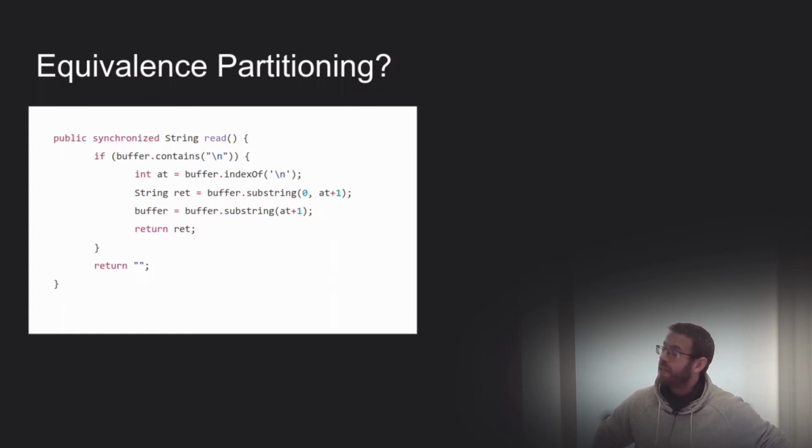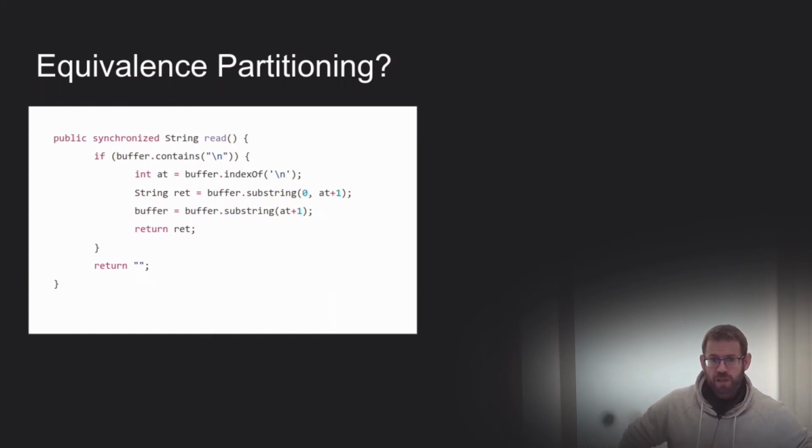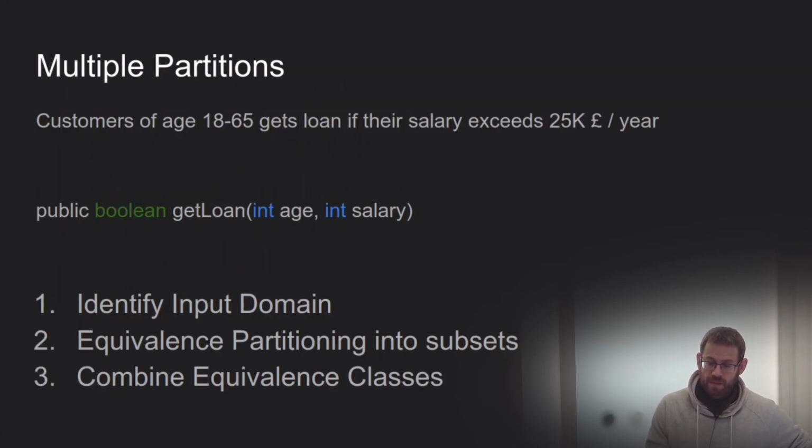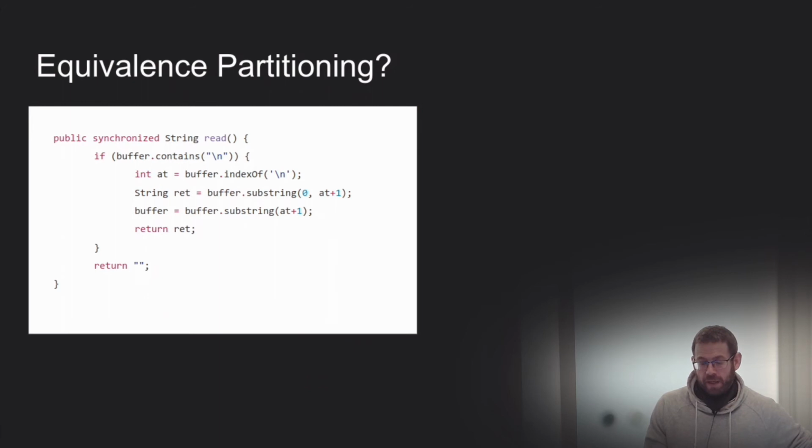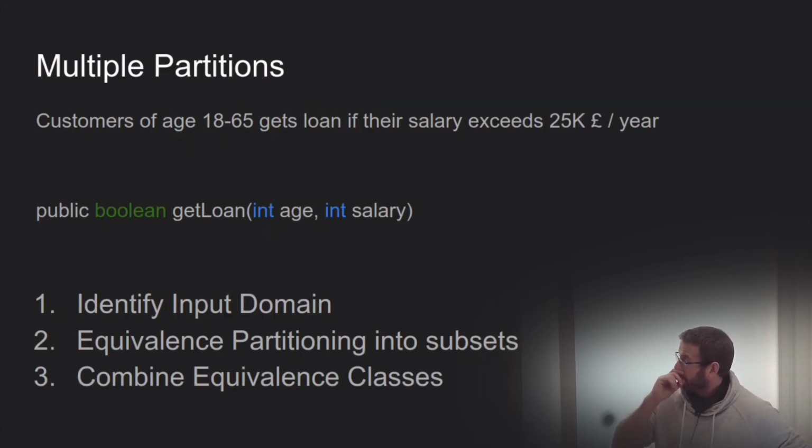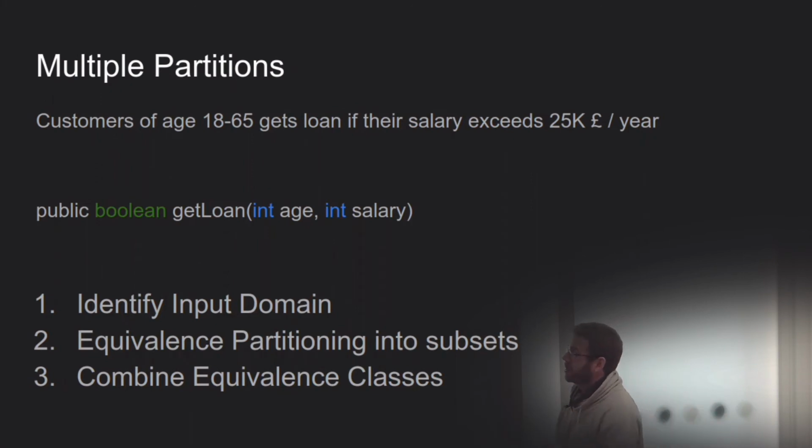For the other part, it's not that simple. For the other part, we have strings. We need to divide this string into substrings and stuff like that. And perhaps equivalence partitioning does not really work for us here. Perhaps we need to think of other ways of doing this. It's not impossible to create partitions for that one, but it needs more thought process.